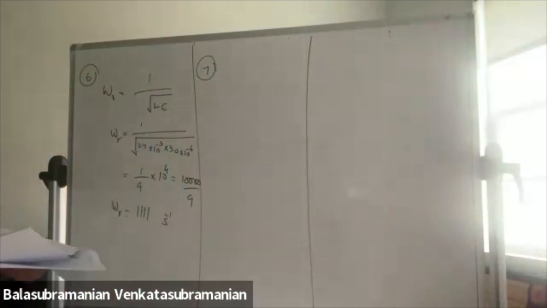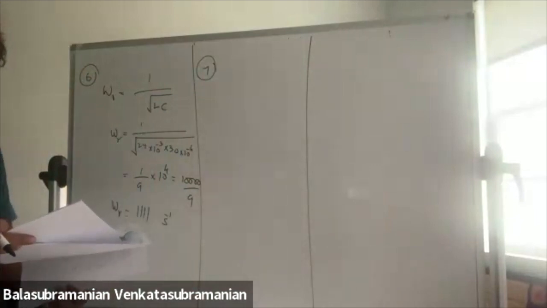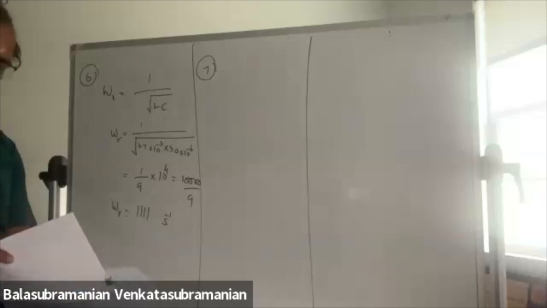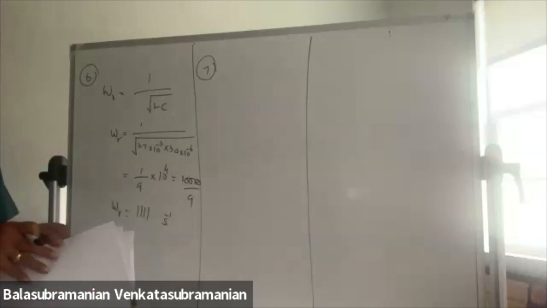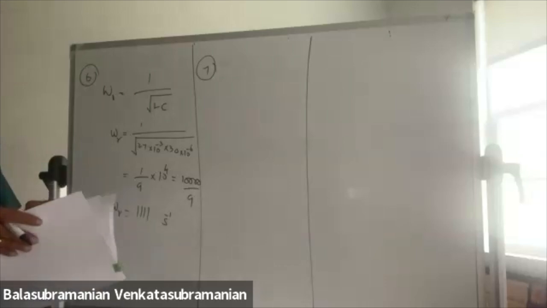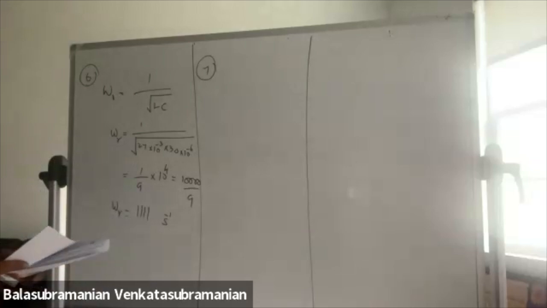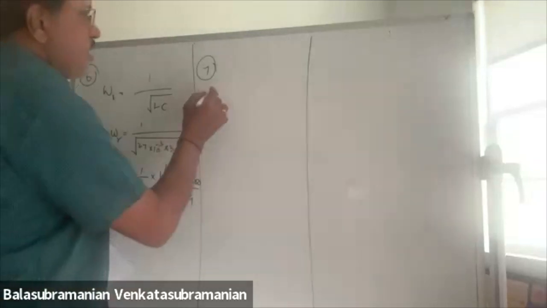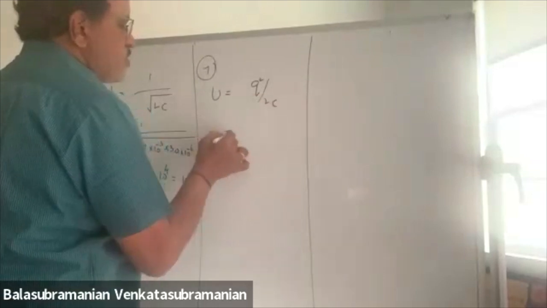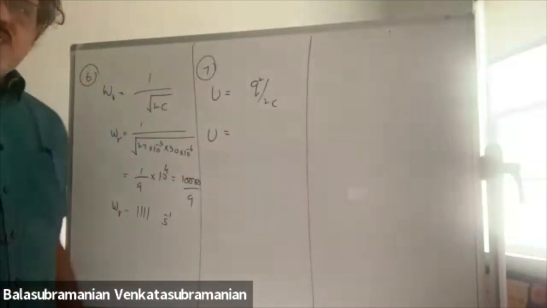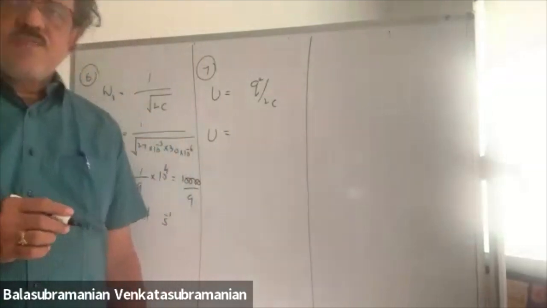Seventh problem. Suppose the initial charge on 30 microfarad capacitor is 6 millicoulomb. What is the total energy stored in the capacitor? Energy associated with the capacitor is, you know, U is equal to Q square by 2C. Q square by 2C is energy associated with the capacitor.